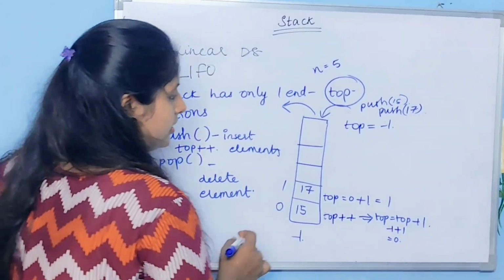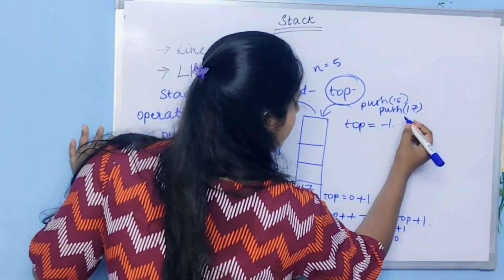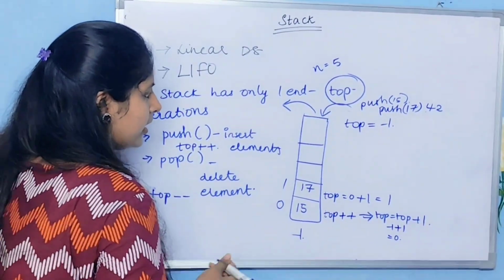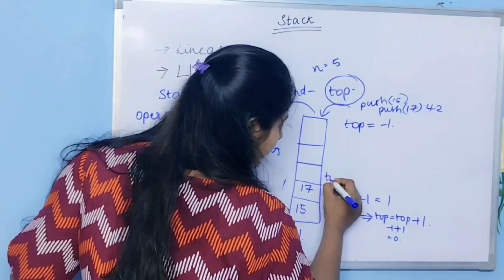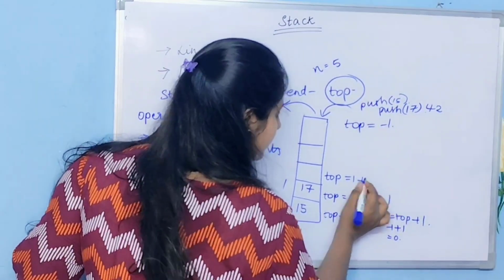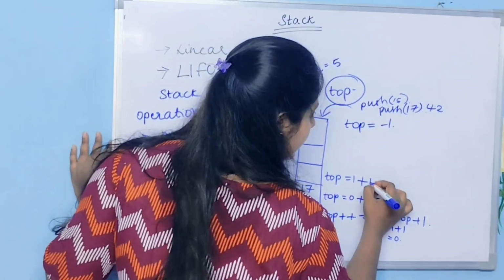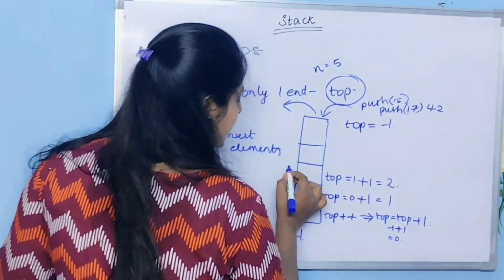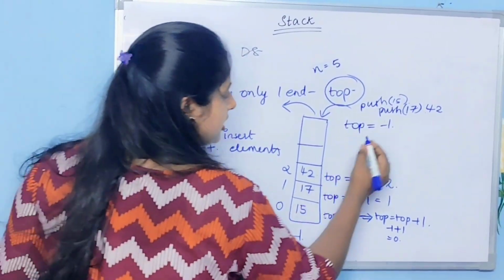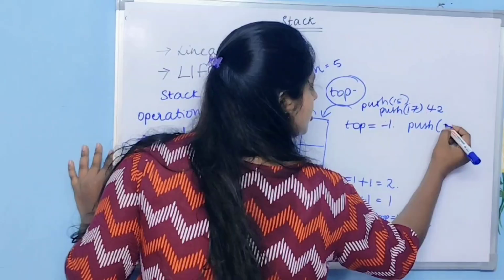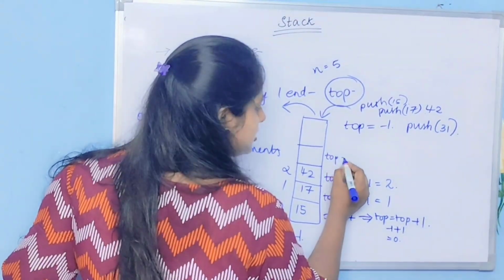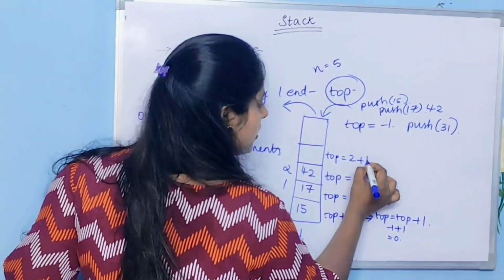Okay. Next, I try to add one more element. My next element is some 42. Okay. Now I try to add 42. Now again top value is being incremented. Top equals, it was 1 before, and I've added one element. So next element will be stored at 2nd position. So 42 is stored over here. Okay. I will try to add one more element. Push 31. Okay. So top was before 2, top equals 2 plus 1 equals 3.